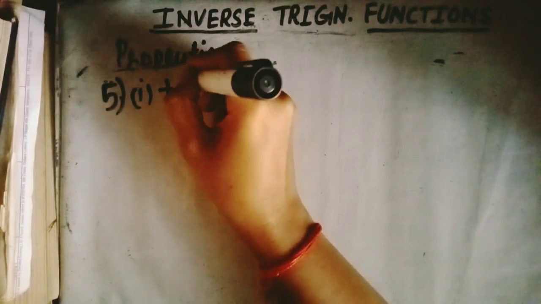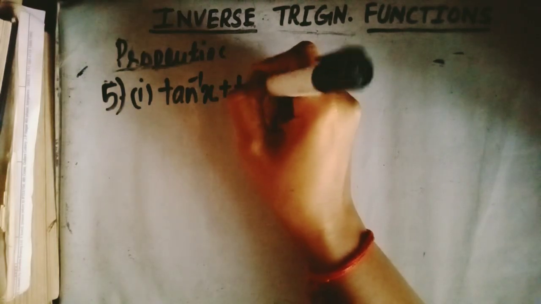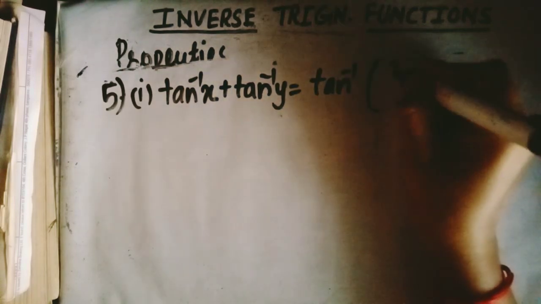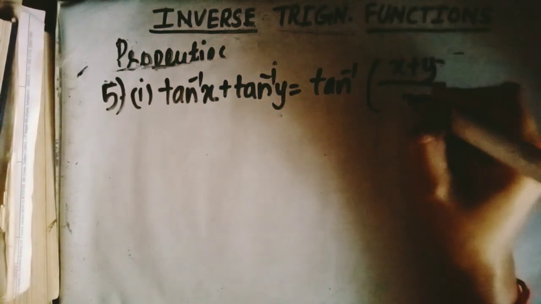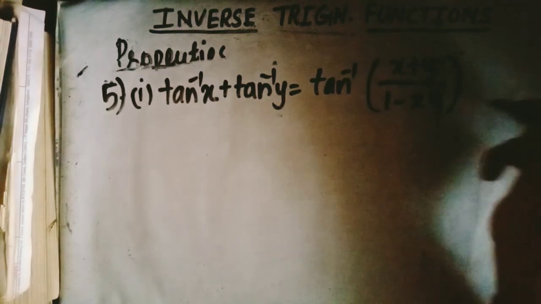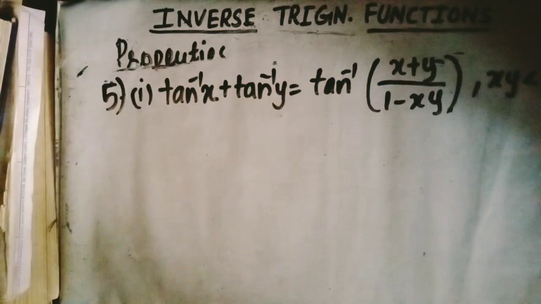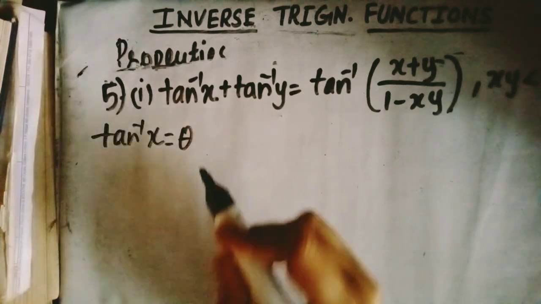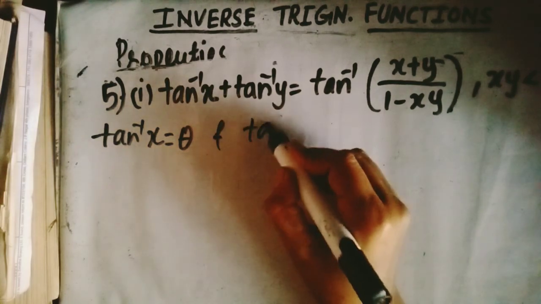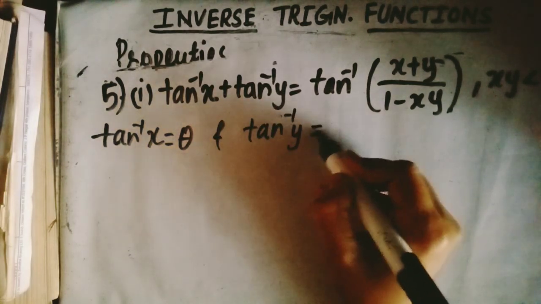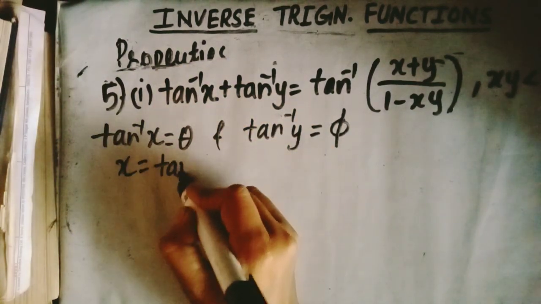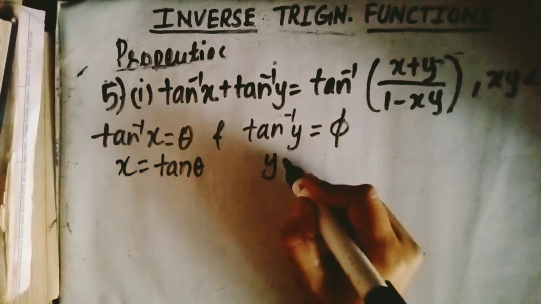Tan inverse of x plus tan inverse of y is equal to tan inverse of x plus y upon 1 minus xy, where xy is less than 1. For this, take tan inverse of x to be equal to theta, and tan inverse of y to be equal to another angle, say phi. So from this, x is tan theta and y is tan phi.